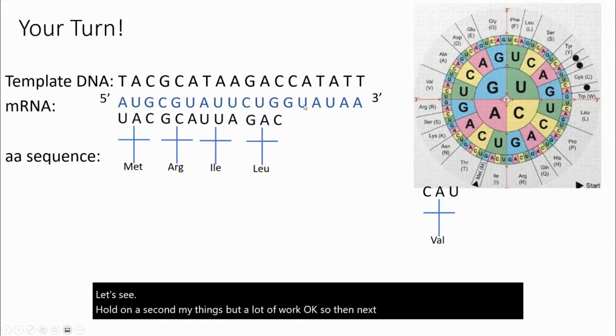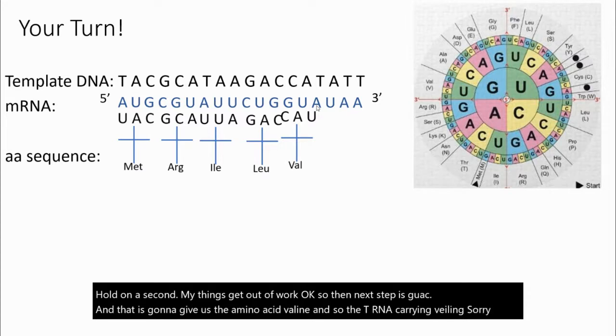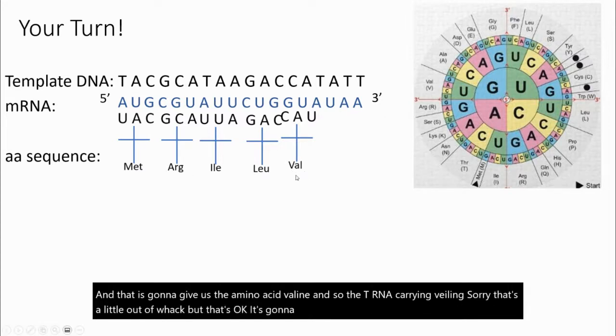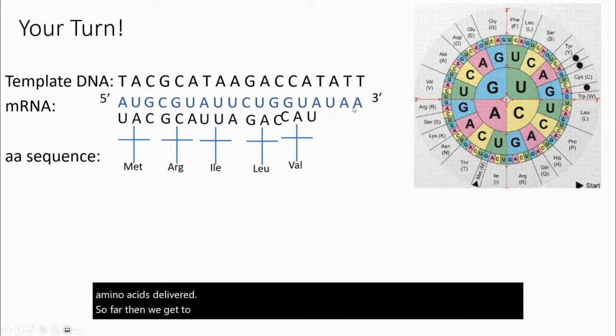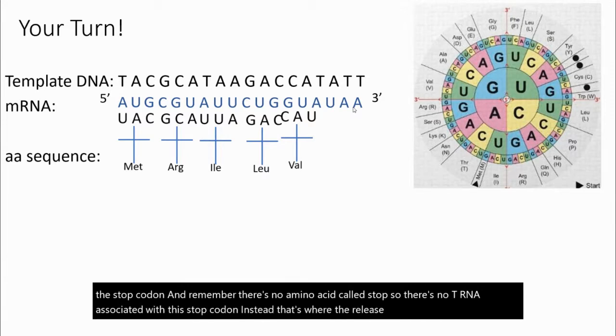Okay, so the next up is GUA, and that is going to give us the amino acid valine. And so the tRNA carrying valine, oops, sorry, that's a little out of whack, but that's okay. It's going to come, and now we've got all of our amino acids delivered so far. Then we get to our final codon, which in this case, it's the last one, so it's going to be the stop codon. And remember, there's no amino acid called stop. So there's no tRNA associated with this stop codon. Instead, that's where the release factor would bind. Everything would release from each other, and the process is over.